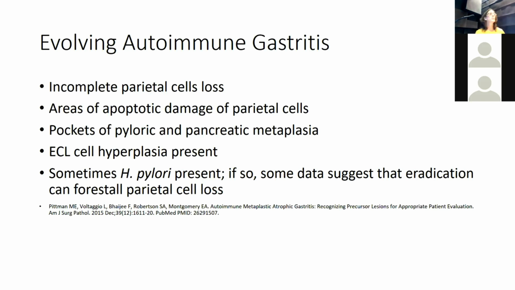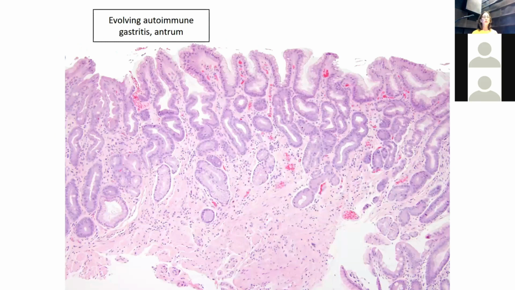Presumably, the decreased parietal cell mass makes the patient's G cells work harder. What's really cool is that occasionally you can spot H. pylori. I can never see it in these patients on the H&E, but if I see even one neutrophil, I'll get a stain. There are some studies that suggest that if a patient still has H. pylori and you eradicate it, you can slow down the parietal cell loss. So here's such a case.